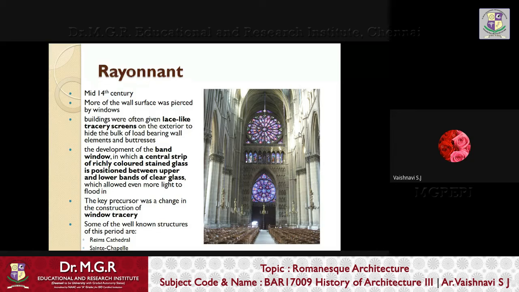So the exterior was also faced with the windows, and they had elements which bear the load of the wall, and they used flying buttresses there also to save it. And next, they developed a band window. The band window is nothing but a central strip richly covered with stained glass, positioned between the lower and upper bands of clear glass.